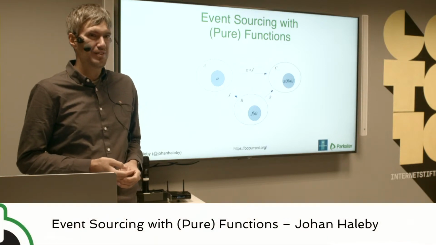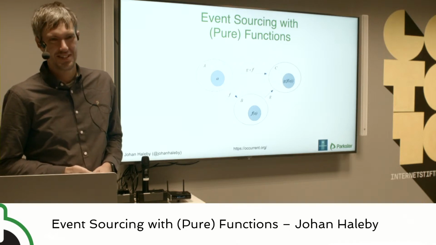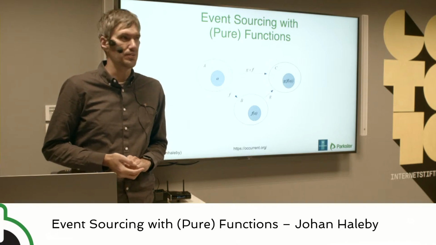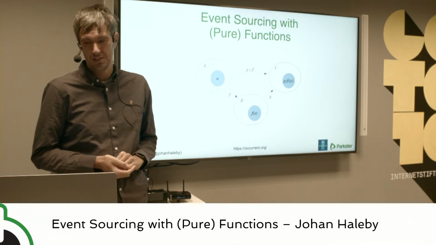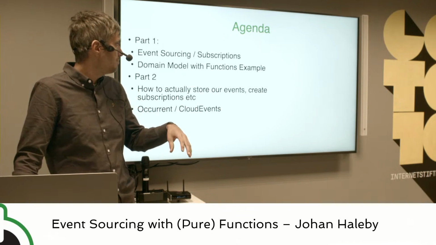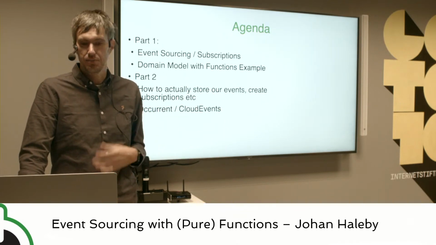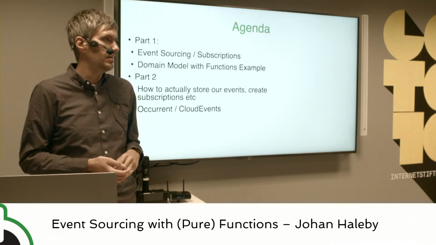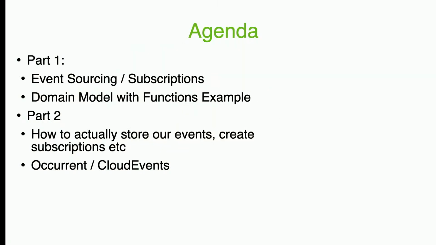I'm also really happy to be here. There are a lot of faces that I haven't seen for quite a while, and it's really nice to see everyone. But today we're going to talk about event sourcing with functions, and we are going to talk about pure functions as well, but many different kinds of functions. The agenda has two different parts. In the first part, we're going to talk about event sourcing and subscriptions. We're going to look at a domain model and how we can model that with just functions. Then in part two, we will continue looking at this example, but now we will see how we can store the events that we get from our example domain model. When we do that, we're going to look at this open source library that I've created for the JVM, mainly Java and Kotlin, called Occurrent. And we're going to talk about something called CloudEvents that I've decided to use for this library.